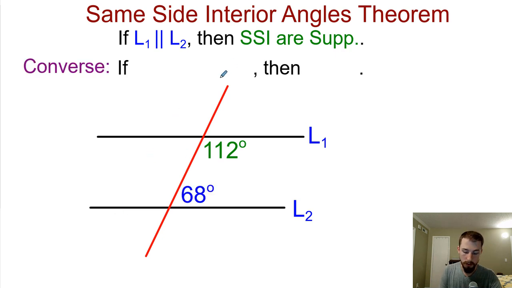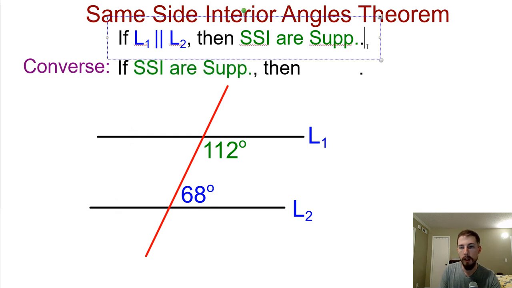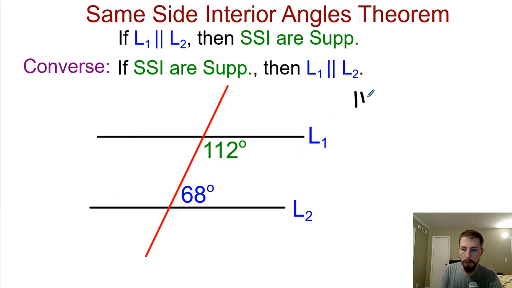So we can use the converse to prove that they're parallel. So if the same side interior angles are supplementary, then, oh, that's why I did it, because it would be redundant. Then we know that the lines are parallel. So here we have two same side interior angles. If we add them up, 112 plus 68 is going to be equal to 180, which sure enough is supplementary. So that tells us that these lines have to be parallel to each other.